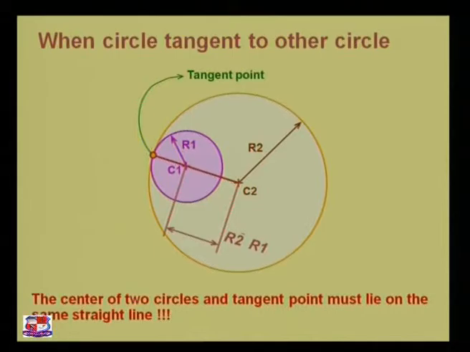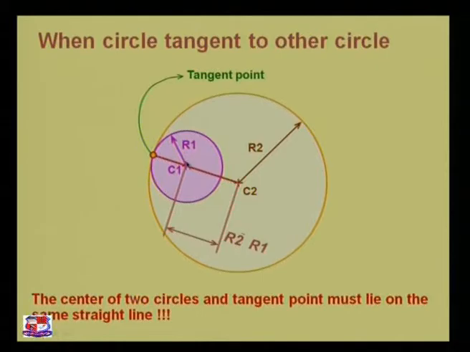Now in this, when a circle is tangent to another circle, we need to draw a circle which is tangent to another circle. What I have written over here: the centers of two circles and the tangent point must lie on the same straight line, which means that the two centers must lie on a straight line.